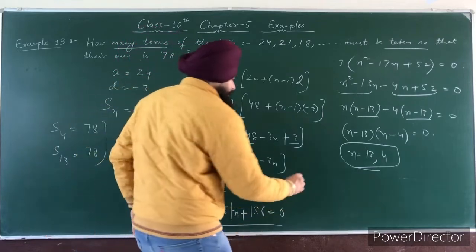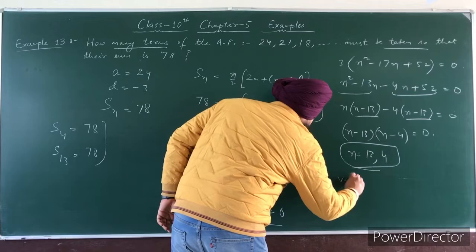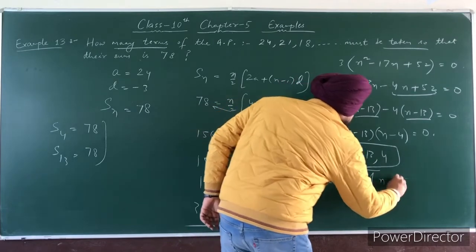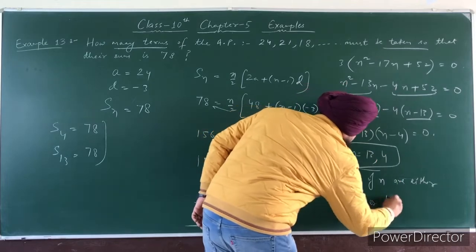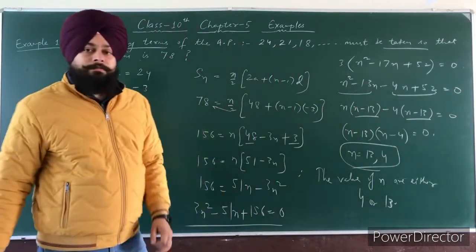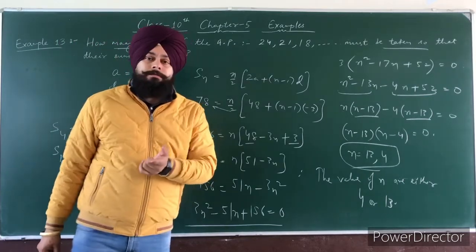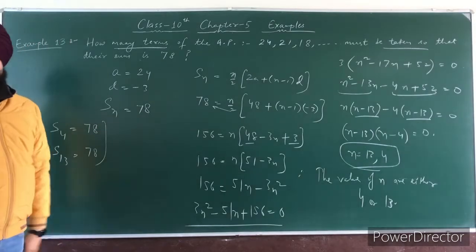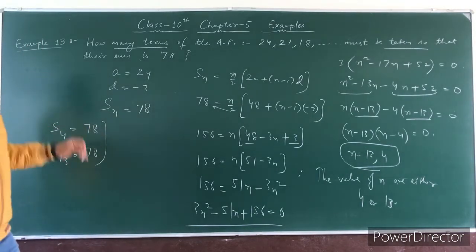Alright, so right here, therefore the values of n are either 4 or 13. Clear students? It means in this question the possible values of n are 4 and also 13. Alright, so we will take both of these values, 4 and 13. Clear students? So this is example number 13.